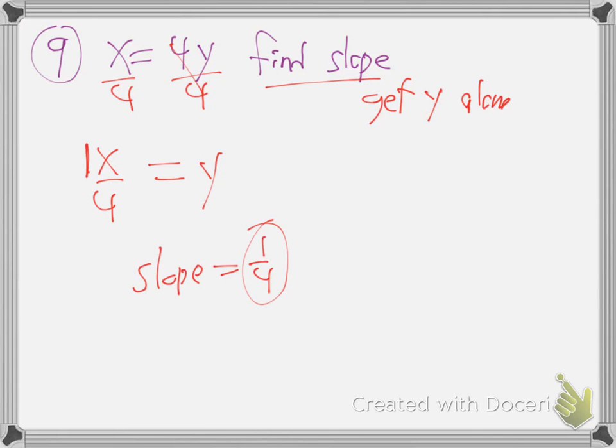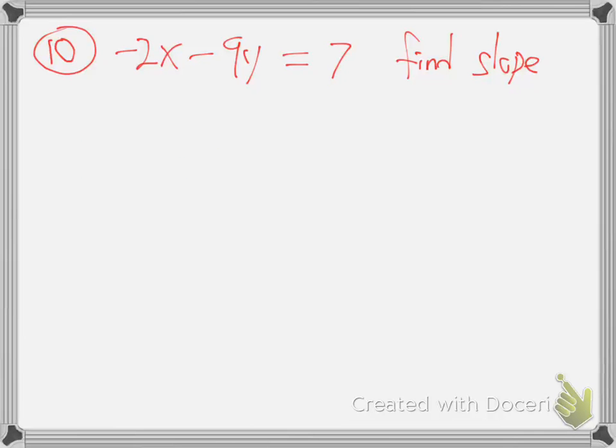We good? It's making sense? All is well? All right. All right, so find the slope of that one. Try that one, which means get y alone.